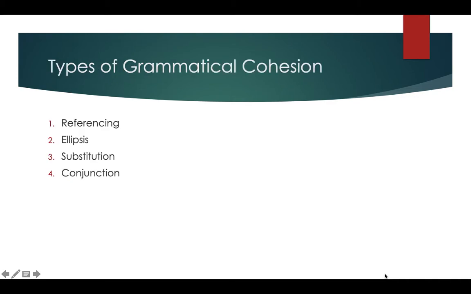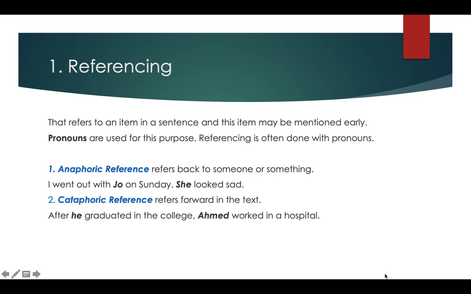Then we have types of grammatical cohesion. Here we have four types: referencing, ellipsis, substitution, conjunction. Number one is referencing. Referencing means an item in a sentence, and this item may be mentioned early. Pronouns are used for this purpose.